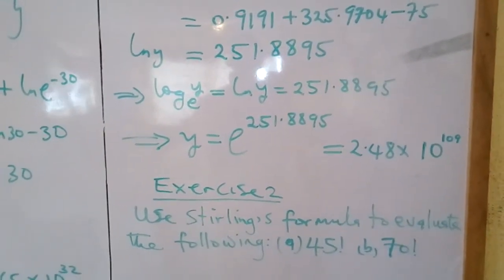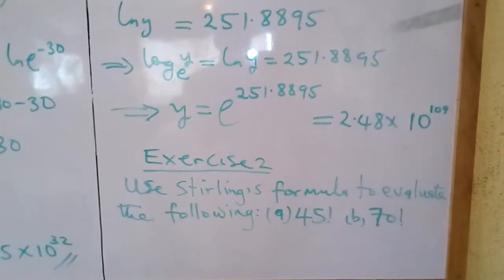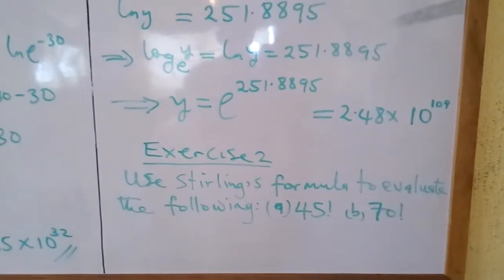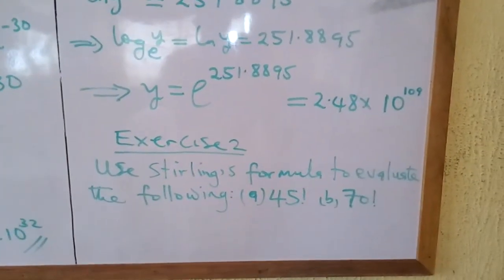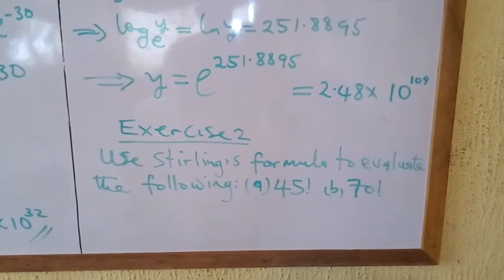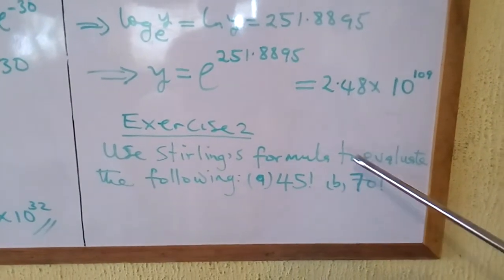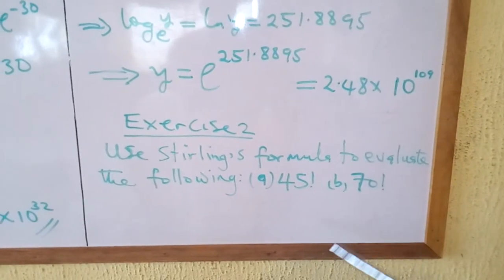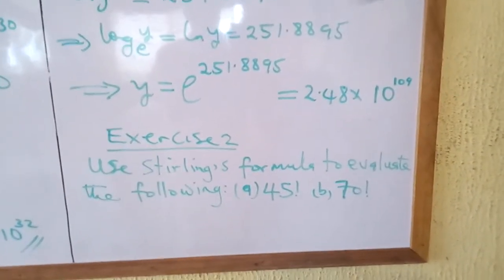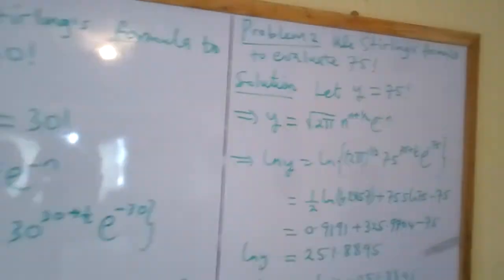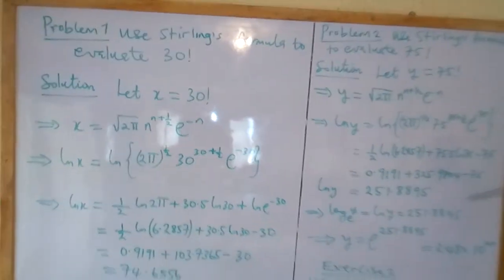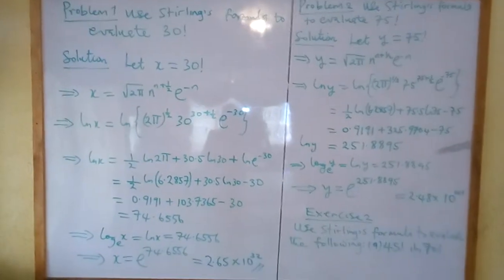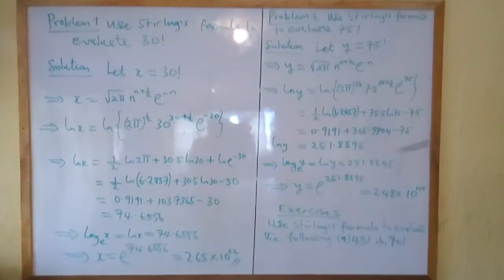So I want you to try this exercise. Let's see what you are going to have. Use Stirling's formula to evaluate the following: A, 45 factorial. B, 70 factorial. In our next video, we are going to look at the solution of this exercise 2.